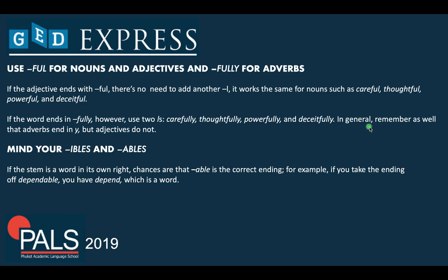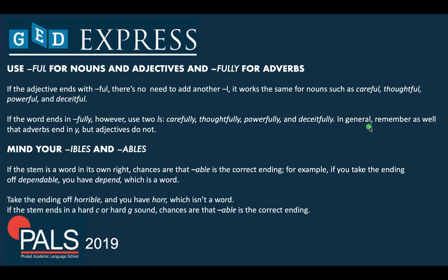First of all, far more words end in -able than in -ible, so if you have to guess, go with -able. If the stem is a word in its own right, chances are that -able is the correct ending. For example, if you take the ending off dependable, you have depend, which is already a word. Take the ending off horrible, and you have horr, which isn't a word, at least not spelled this way. If the stem ends in a hard C or hard G sound, chances are that -able is the correct ending.